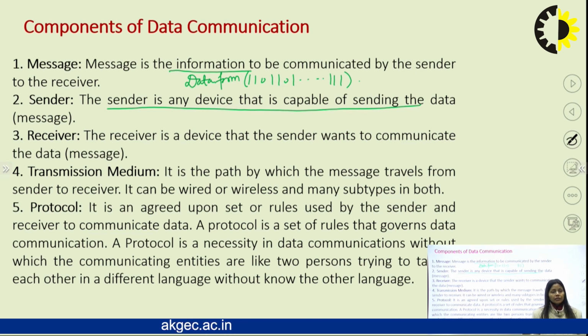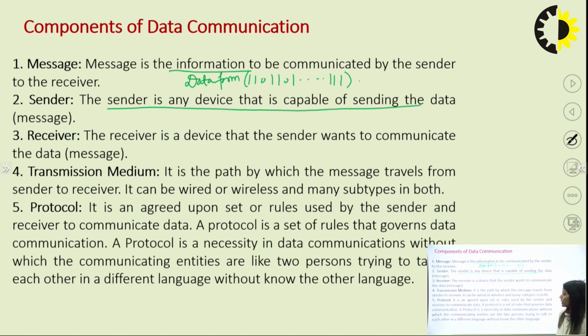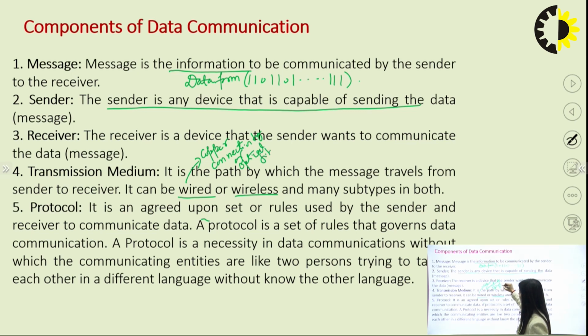Then between the sender and receiver there must be a transmission medium, and this transmission medium may be wired or wireless, both. Wired by copper connectivity or optical fiber, and wireless may be Wi-Fi, Bluetooth, GSM, like this. So this transmission medium may be wired, may be wireless, that we all know.